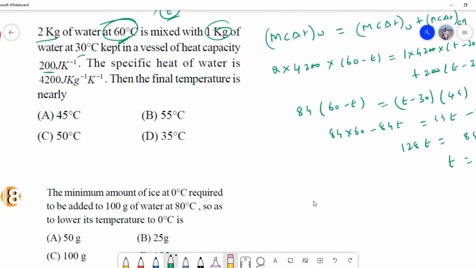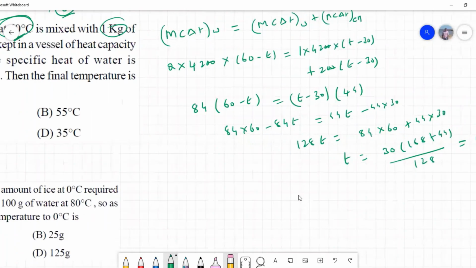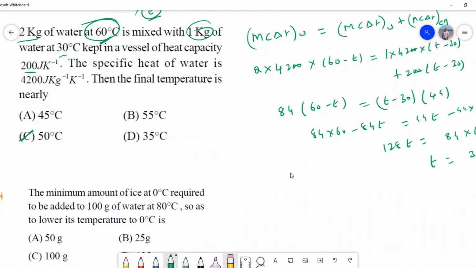So actually we get this as nearly 49.68 degrees centigrade. But read the question. We need to find out the final temperature, which is nearly 50 degrees centigrade. The answer is 50 degrees centigrade.